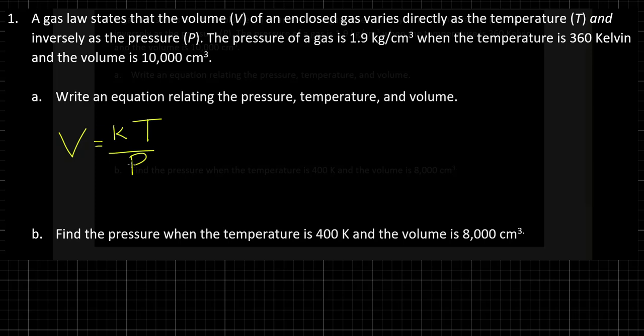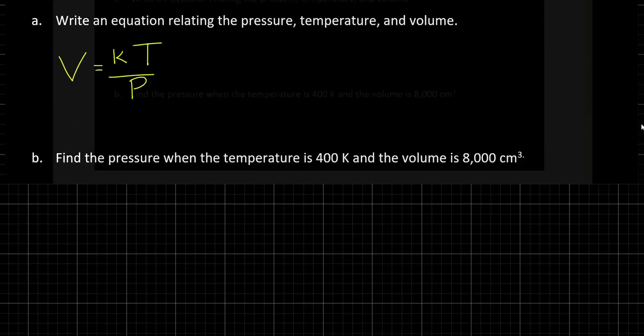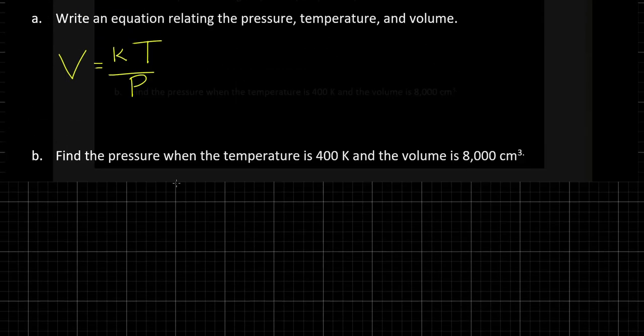To make this model actually useful, we need a value for K because it depends on the gas and all the different things that we're looking at. So on B, we're asked to actually find the pressure when this stuff is given. Now, in solving this, you're going to have to just do it all under part A, mostly, and I'll just do all mine under part A.